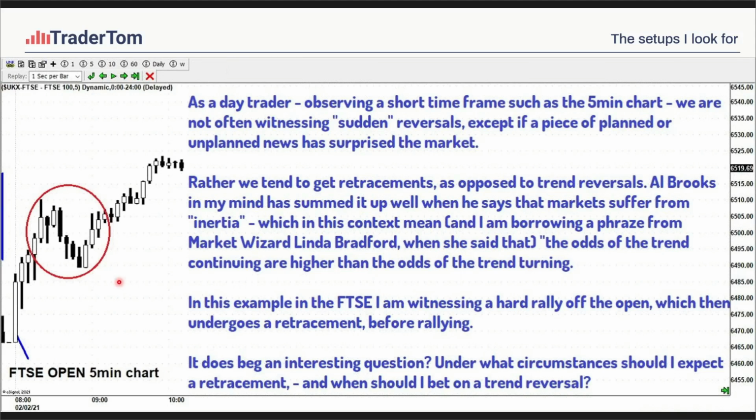So in this example here, where I've circled the FTSE, I'm witnessing a hard rally off the open, which then undergoes a retracement before rallying.